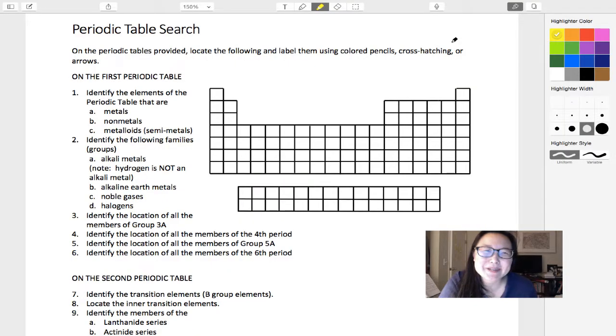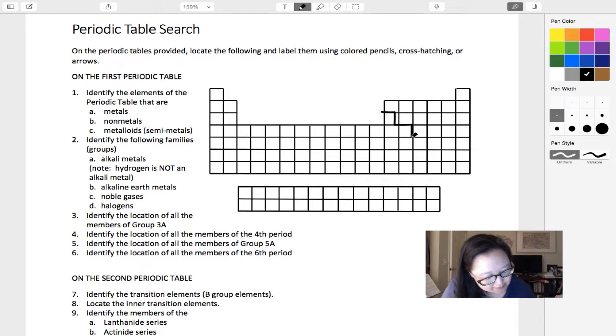All right, so here's a periodic table search. Let's scroll to page 54 in your workbook. In this periodic table search, I want you to use some colored pencils, or cross-hatching and different patterns if you don't have different colors. We're going to mark up this periodic table using a lot of different vocabulary. First, I want you to draw in your demarcation line, which is that staircase that separates our metals from our nonmetals. Let's go ahead and find that.